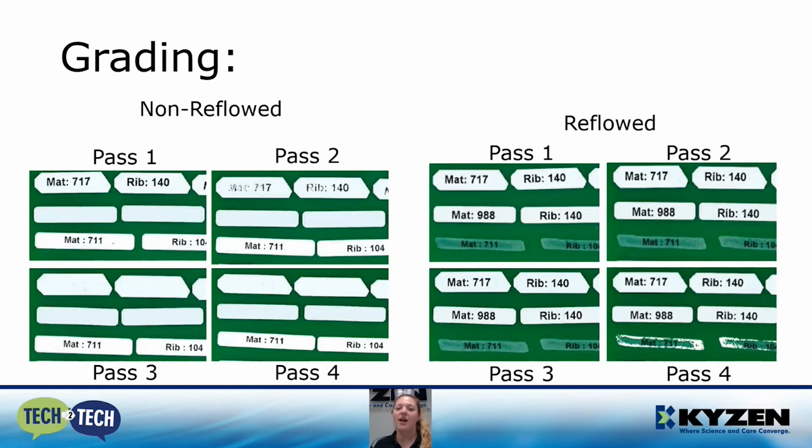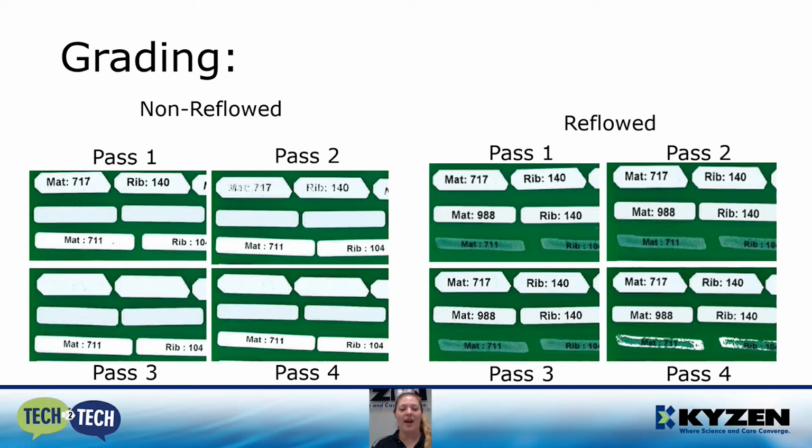Let's get into grading. We've got a couple examples here for you of how a set of labels can look before and after reflow, and then going through the machine through those 4 passes. So looking at our non-reflow conditions, you can see the first 2 labels, the MAT 717 and the RIB 140. As you go to each wash pass, the ink is starting to dull until the third wash pass, where it's completely removed.